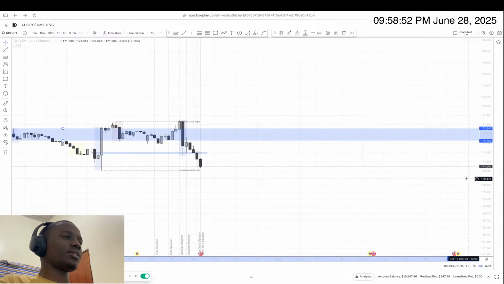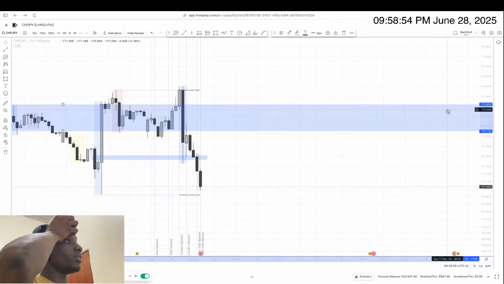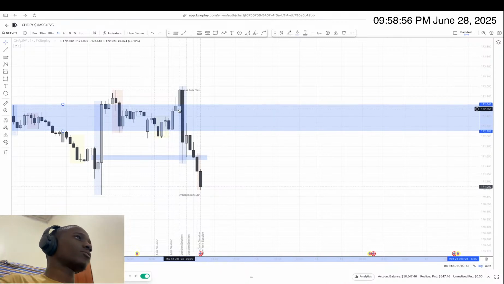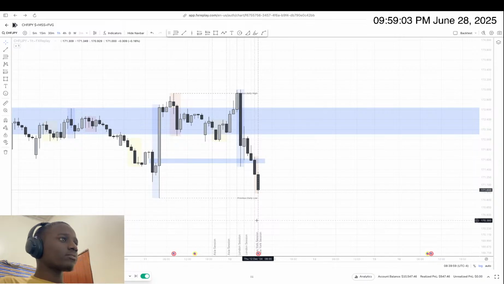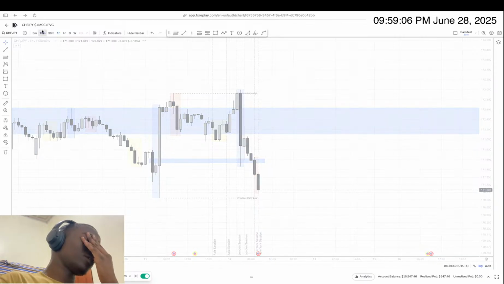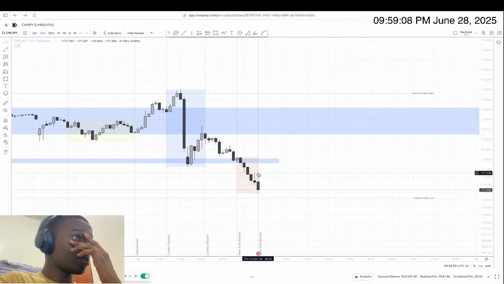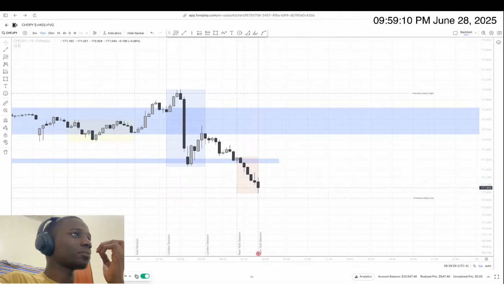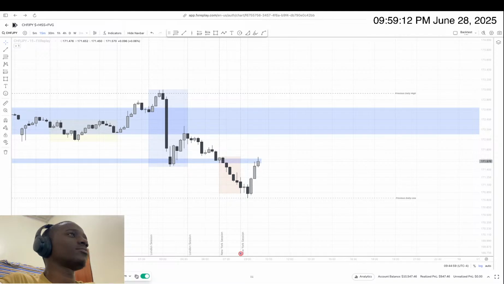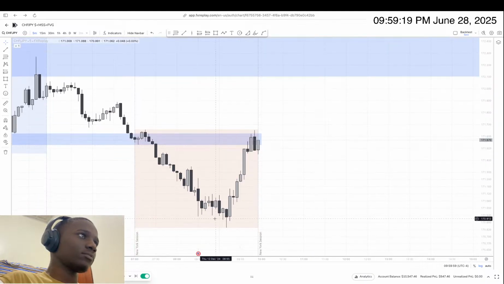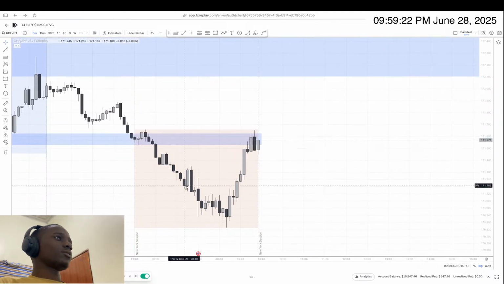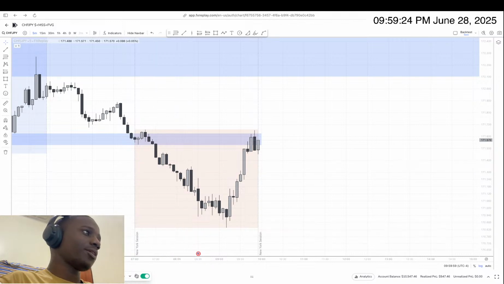Going on the 1 hour, our only sole hope left for an entry will be this gap there. So we took out the previous day high, then we dropped massively. So let's wait and see what this news does. Let's see if we can return on this breaker before we buy.